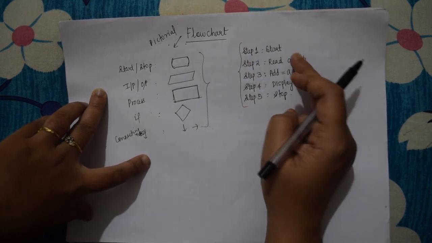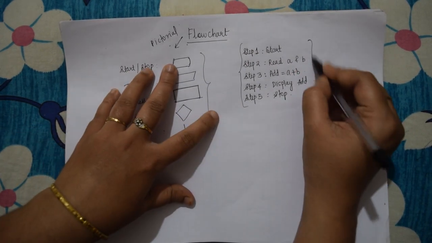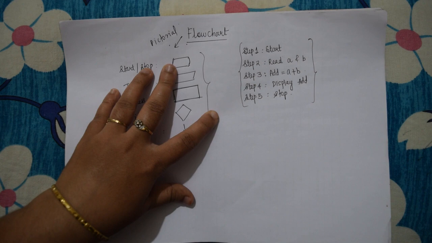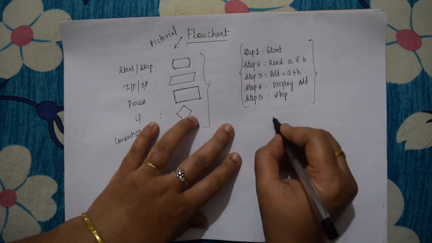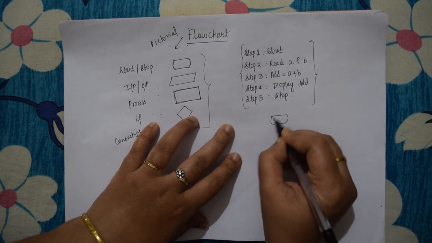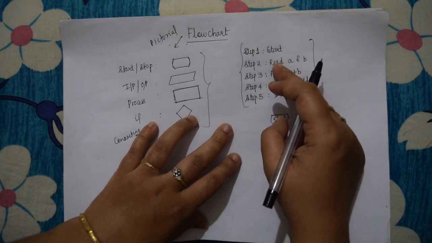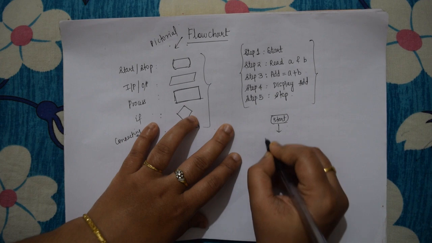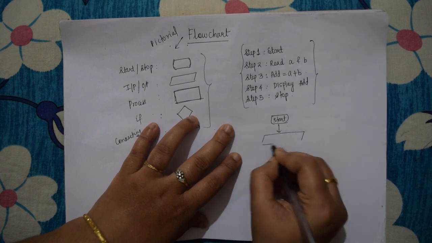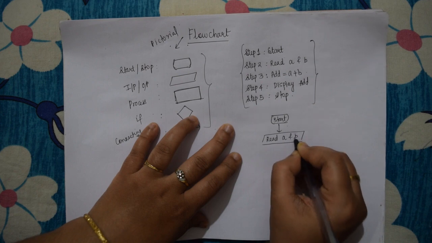Okay, now we will draw a flowchart for the simple algorithm which we discussed in the last video. First is start. The symbol used for start is this. So here I am writing start. After that we have to read numbers, which is input. So I will take this, to read A and B.